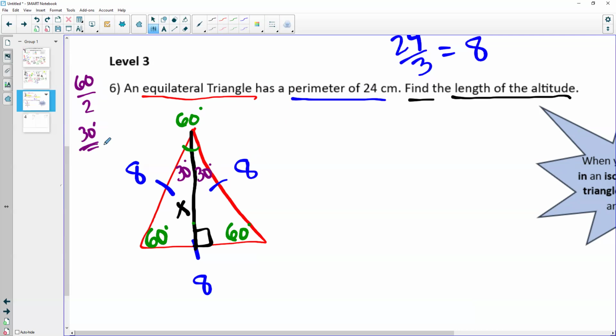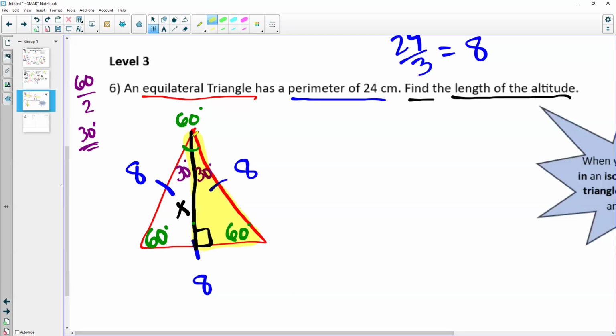Right now we're working with a complicated looking picture, but I would like to bring your attention to what I'm highlighting here in yellow. What I'm highlighting in yellow is essentially what we looked at throughout the notes. What we just created for this problem is a 30, 60, 90 special right triangle.